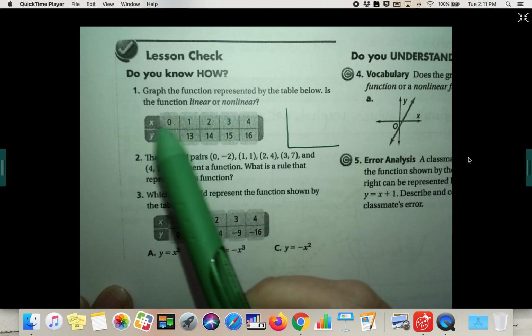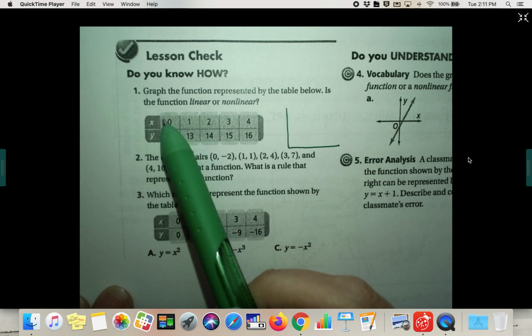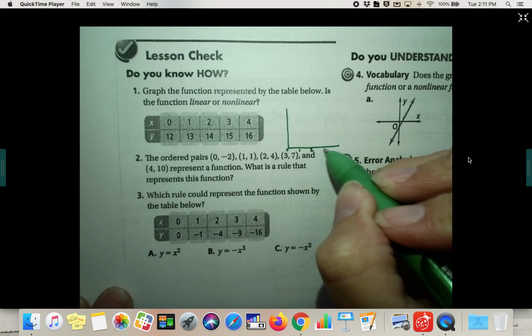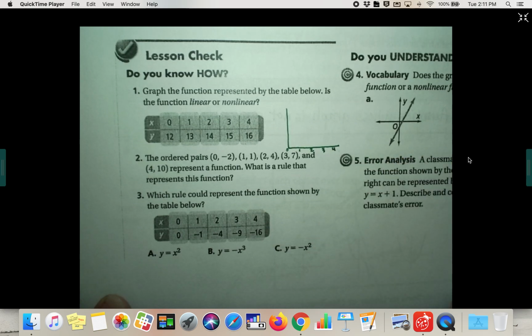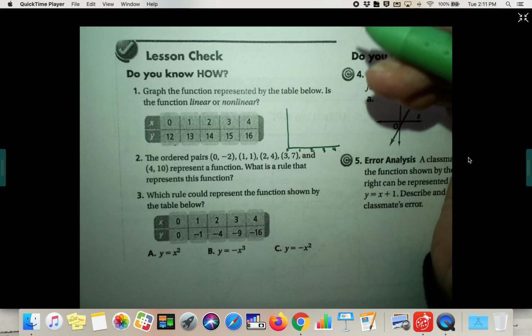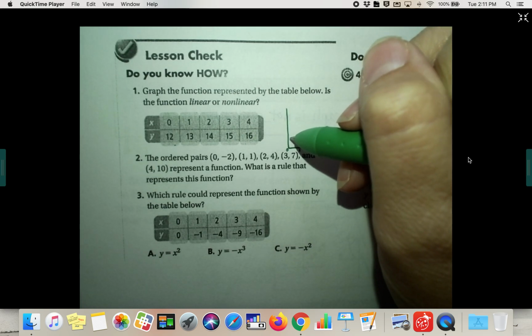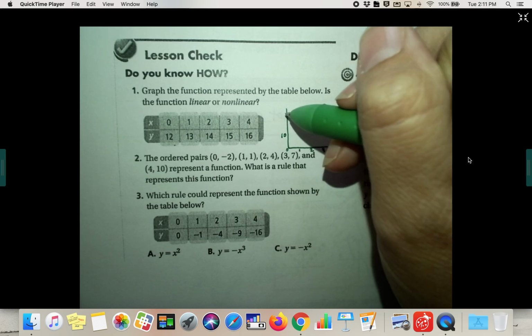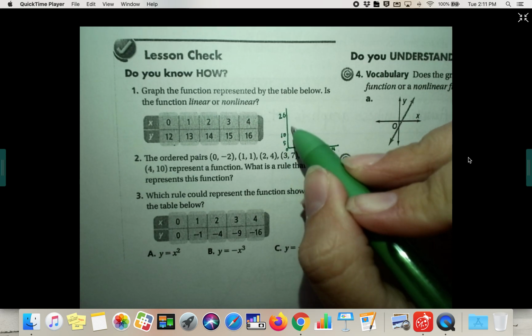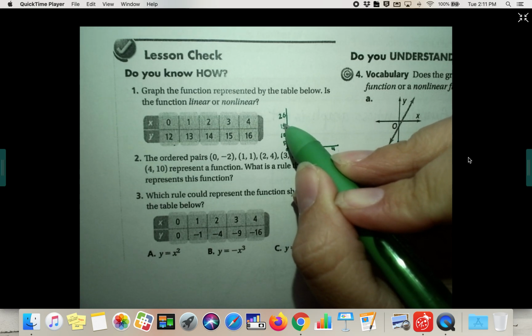0, 1, 2, 3, 4 is the x or the inputs on the x-axis. And then the y-axis goes from 12 to 16. So we'll just say this is 10, 20. There'd be a 5 in between. There'd be a 15 in between. Okay.